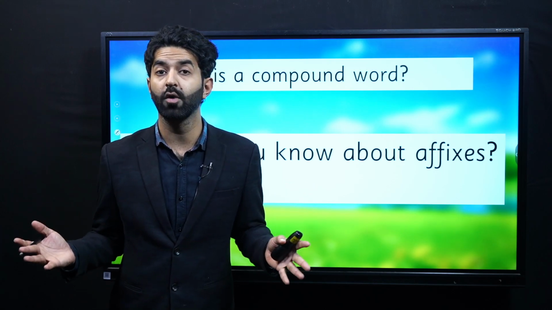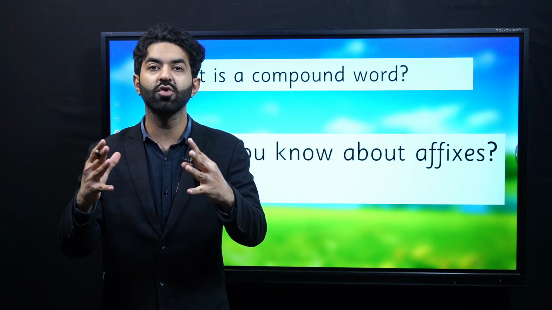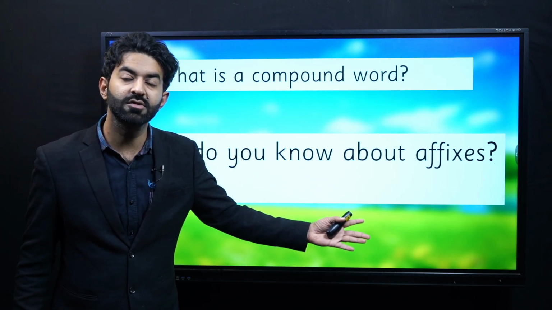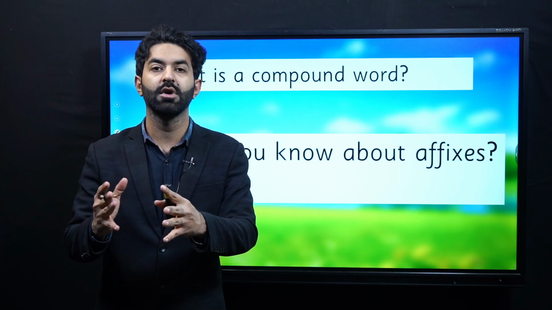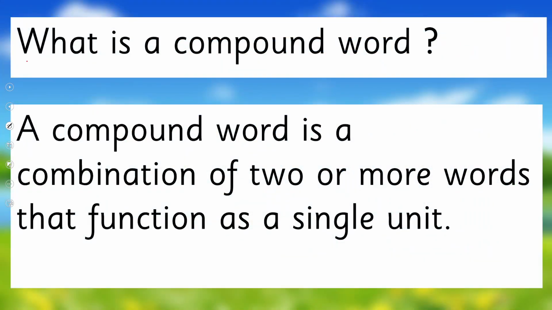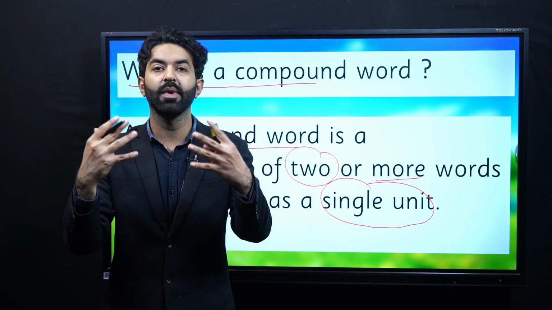Okay, now let's talk about what is a compound word and what do you know about affixes. Do you know about compound words? Yes. When we are having two or more than two words coming together, they are called compound words. And do we know about affixes? Yes, of course. Affixes are words that are coming before the root word and after the root word. They are called prefix and suffix. So, a compound word, let's read the definition. It is a combination of two or more words that function as a single unit. So you combine two or more than two words together to make one word.